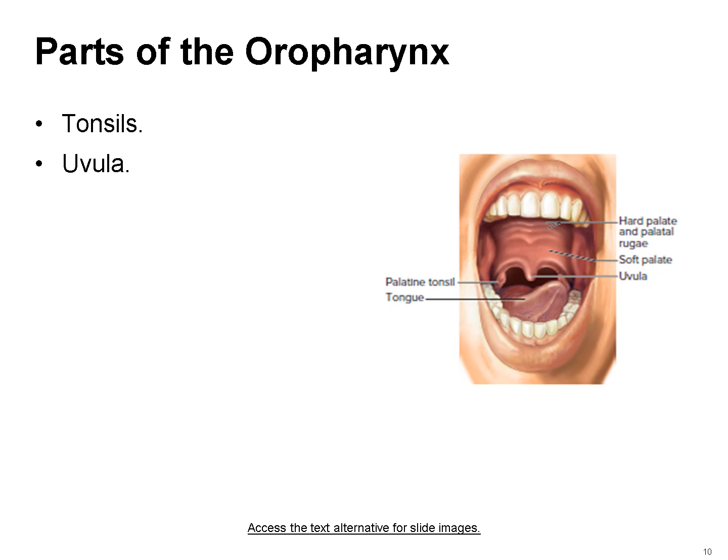Let's use the figure to locate these structures. Can you point out where the tonsils are situated in the oropharynx? Great. They're positioned on either side of the throat. And what about the uvula? Can you describe its location and role? Exactly. It hangs from the soft palate and assists during swallowing.